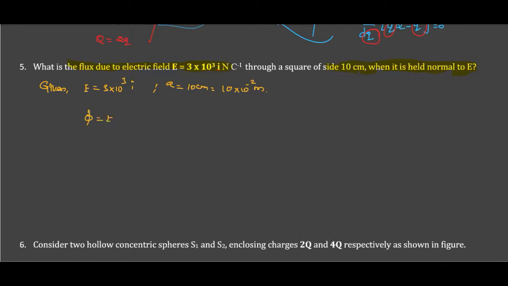Flux is E into del S, or based on Gauss law, flux is equal to Q by epsilon naught. Here charge is not given, so we can't use that; we can only use this formula, E into ds into cos theta. Electric field is given, area we can calculate, angle we have to find. Correct? Okay. So first we will find the area vector angle.